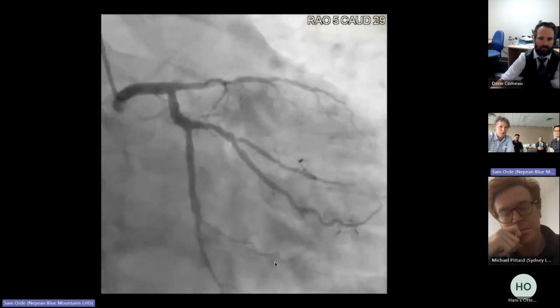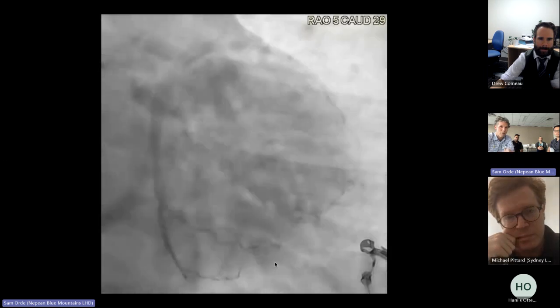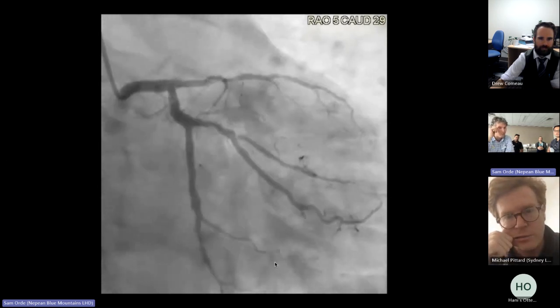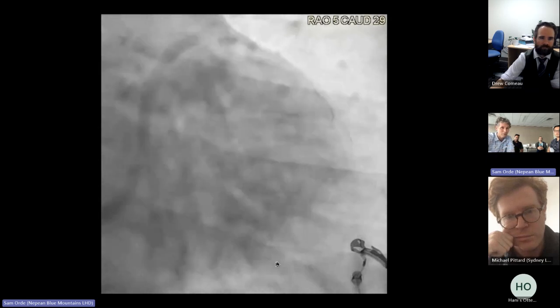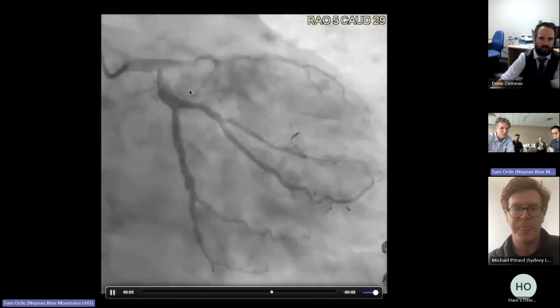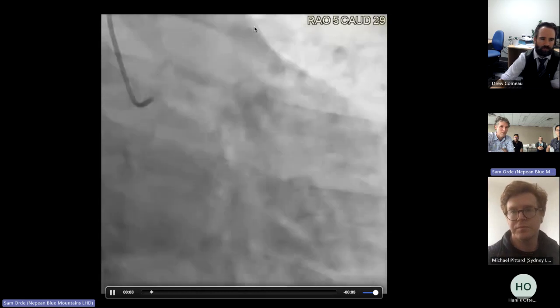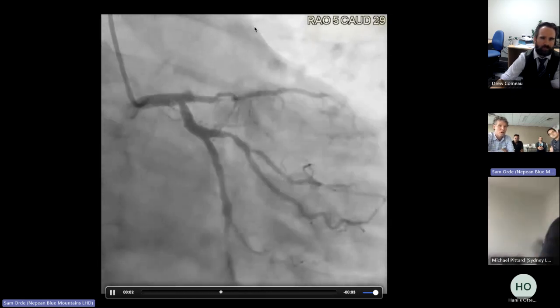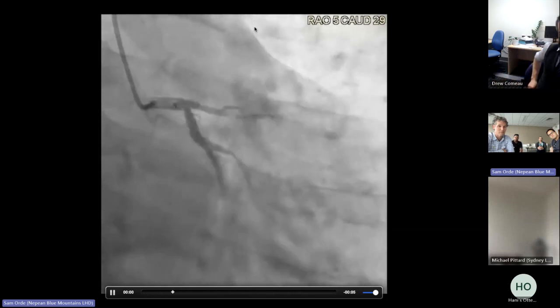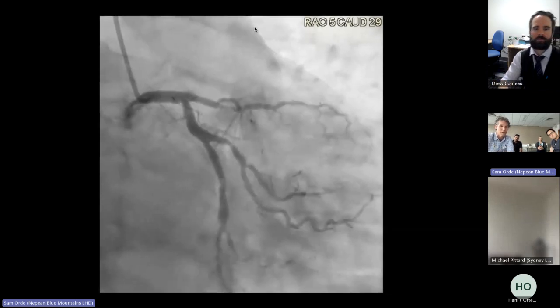So this is the angio. I don't know if you can see just where that bifurcation is happening, but there's a little nubbin that comes off in the middle of it. I don't know whether you can see my mouse, but there's a little nubbin that comes off just in between where that bifurcation is, just off the left main, which is where you've got 100% of the left anterior descending artery occluded.